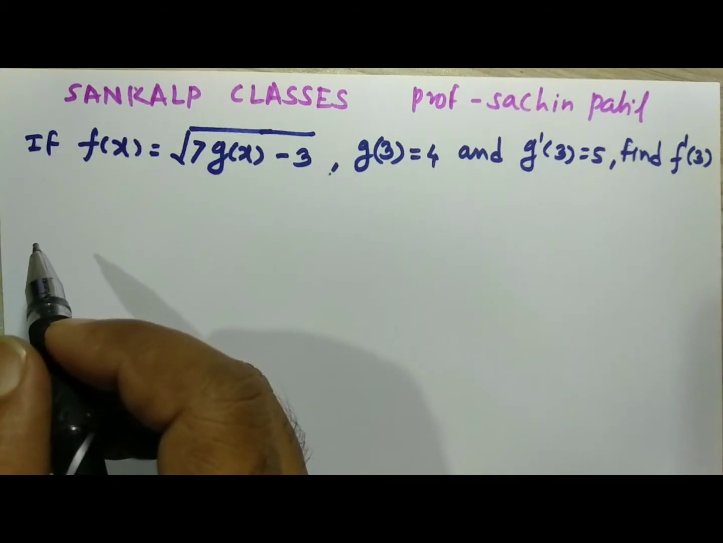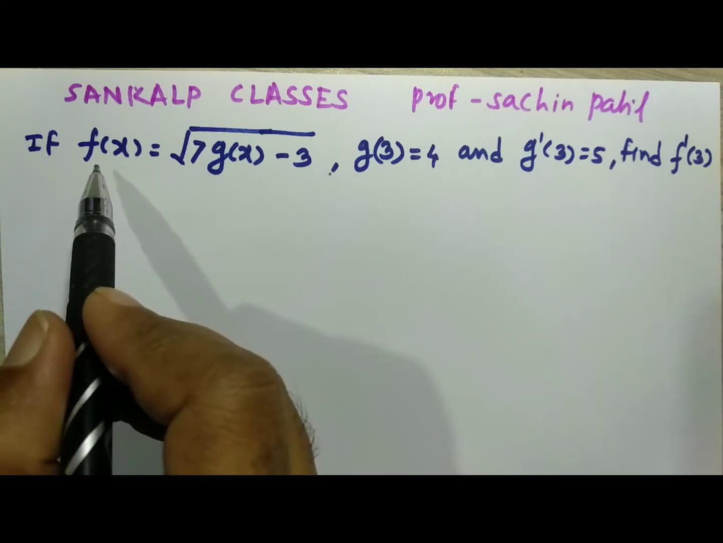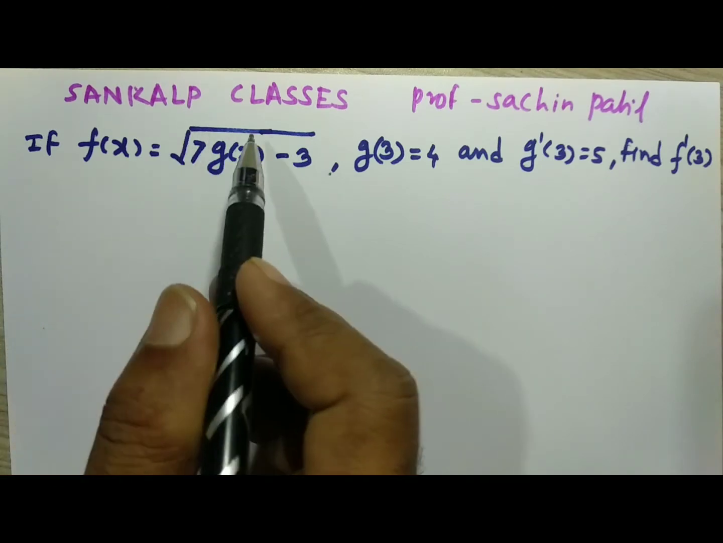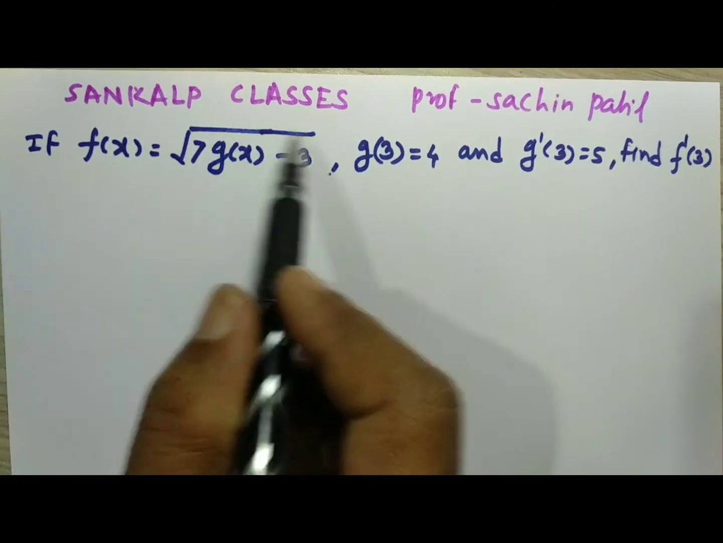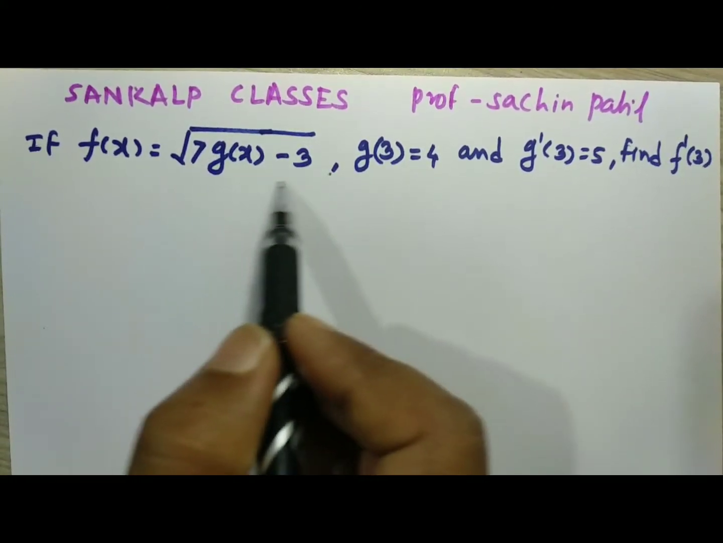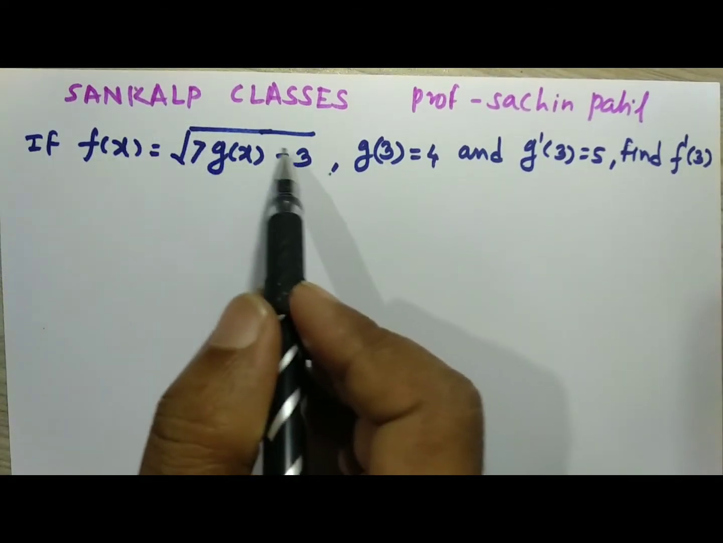Right now we are moving on to the next example related to composite functions. Here the example is: f of x is equal to square root of 7g of x minus 3. That means inside the square root you don't get a standard function, and therefore it is nothing but a composition of different functions.